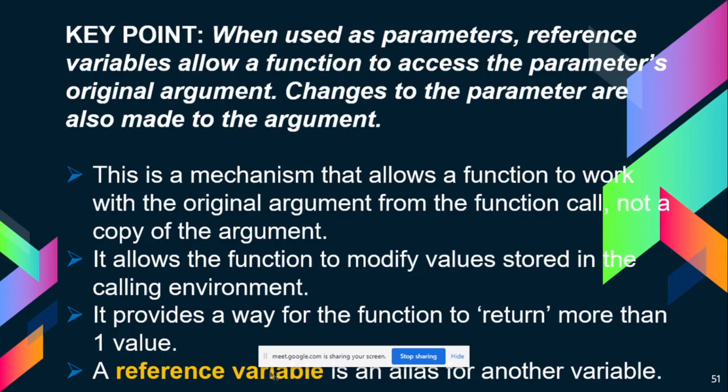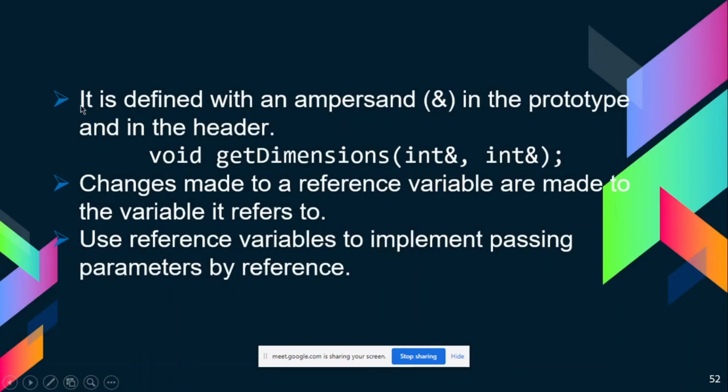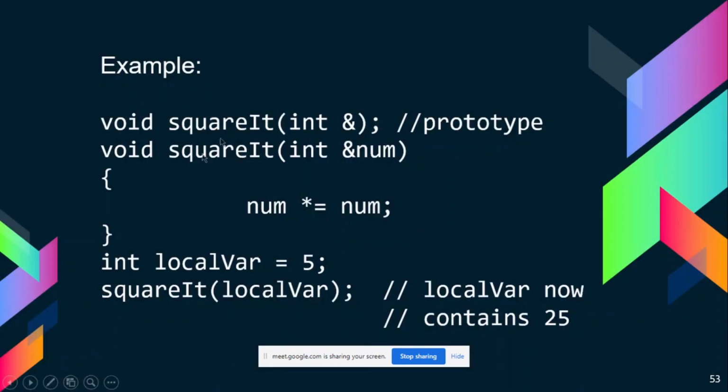Okay, so a reference variable is an alias for another variable. So, tingnan natin example. So, yung reference variable, madidiscuss natin yan later on sa chapter 7. So, mas malinaw natin madidiscuss yan. So, it is defined with an ampersand. So, para siyang variable pero merong ampersand na kasama, no, in the prototype of the header. So, changes made to a reference variable are made to the variable it refers to. So, if ever na nagkaroon ng changes dun sa value ng variable na yun, so pati yung nasa int main, magbabago na rin yung value.